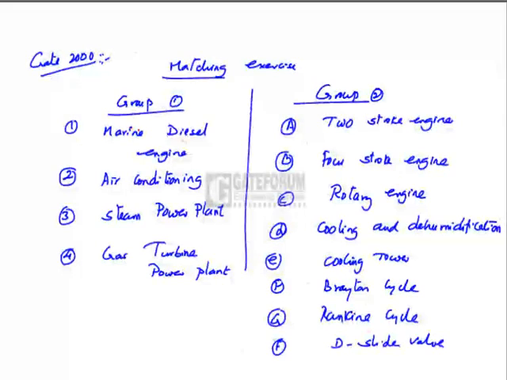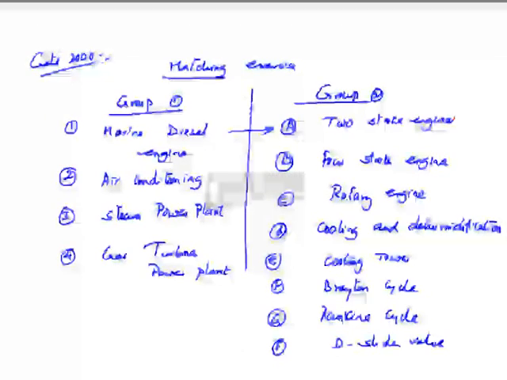Looking at the left hand side, first is marine diesel engine. Marine diesel engines are employed for navigation and ship propulsion purposes, for which the weight of the engine must be low and the power output should be very high. Such engines must be two-stroke diesel engines. One for A: marine diesel engine is two-stroke CI engines, which are meant for marine application.